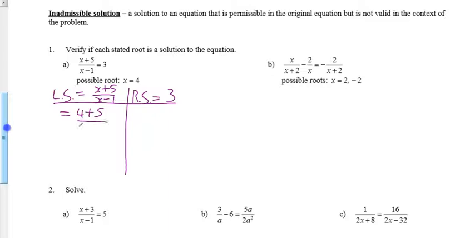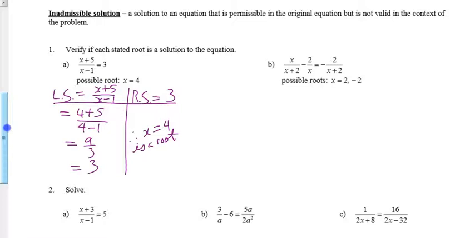So it's 4 plus 5 over 4 minus 1, which is 9 over 3, which is 3, and that's the solution. Okay, because that equals the right-hand side, so therefore x equals 4 is a root. And a root is just another name for a solution, right? It's the root of the equation, it's a solution. Yeah. How do you get the 4?